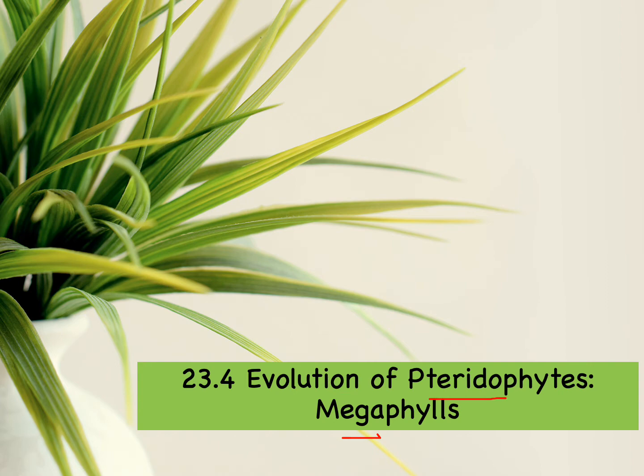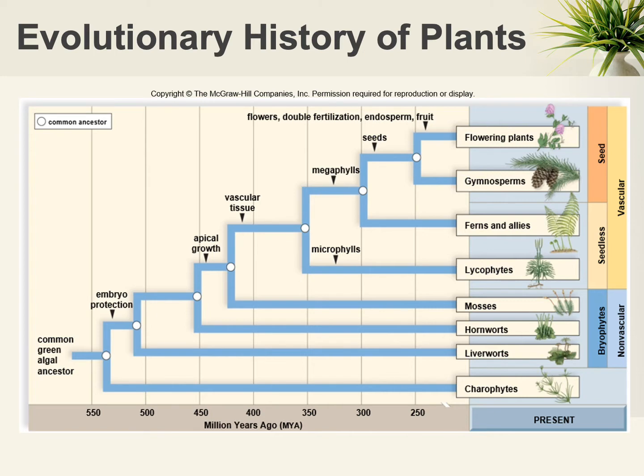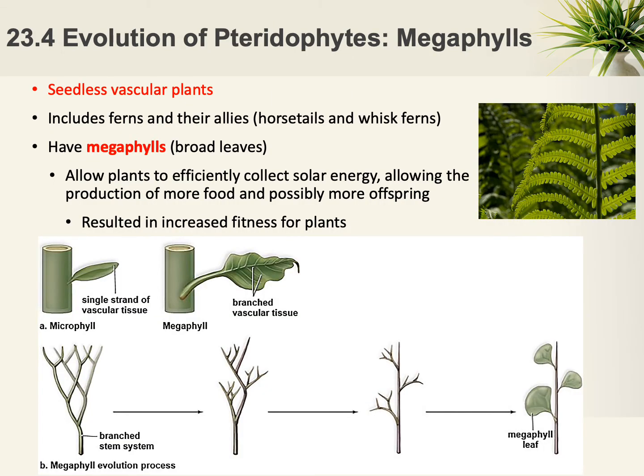This is the evolutionary history again. We come up here, which is the megaphyll, and then it is seedless. So we have the pteridophytes, which are also known as the ferns and fern allies. Pteridophytes are seedless vascular plants. They include ferns, and also fern allies known as the horsetails and the whisk fern. They have megaphylls, which are broad leaves.